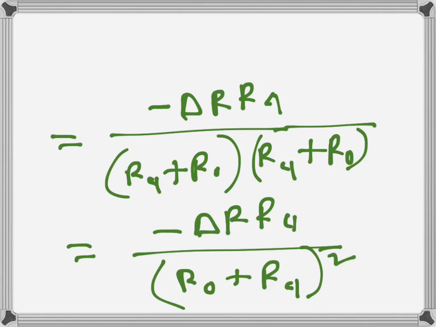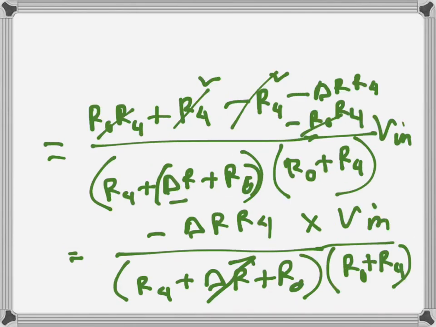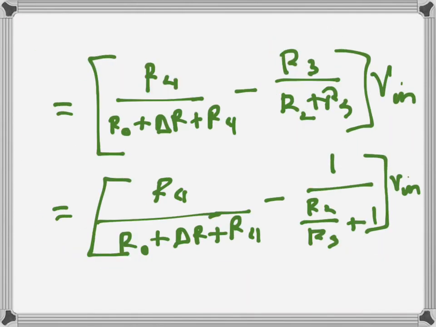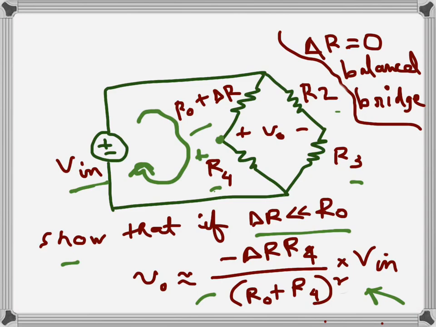So this is the expression. I missed the V in, so here I will write V in. And this is V0, but since we have done an approximation, it is almost equal to, because we have ignored the del R term just because it is much less than R0. We have made that approximately 0. As a result, this is approximately equal to V0, and that's what we needed to prove here. So that's it.